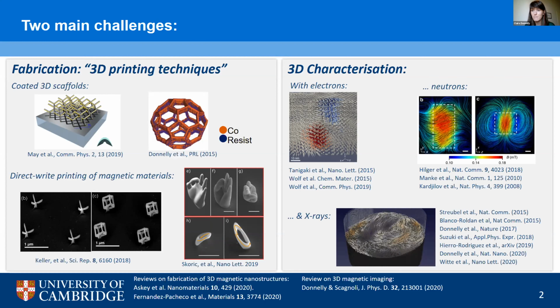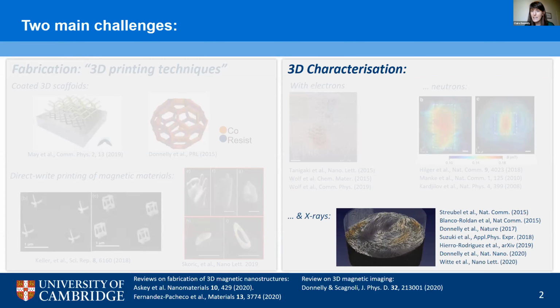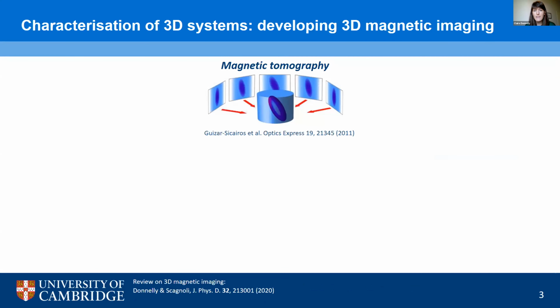And in this talk today, as you can maybe guess from my title, I'm going to focus on the 3D characterization of these magnetic systems, specifically with X-rays. So to start with, let's have a think about what X-ray magnetic tomography really means and what we actually needed to develop in order to achieve this. And I'll start with introducing the concept of tomography that I'm sure you're all very familiar with, but we can just have a quick recap.